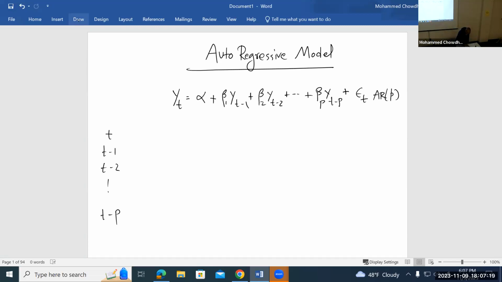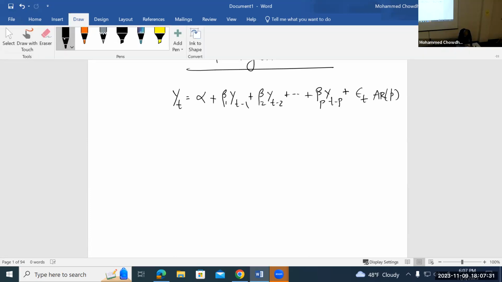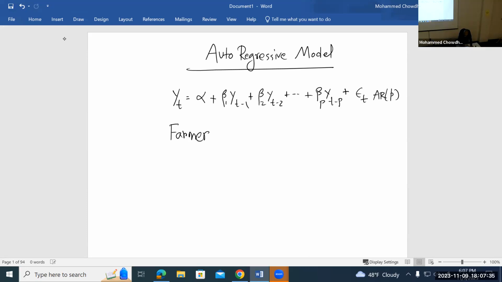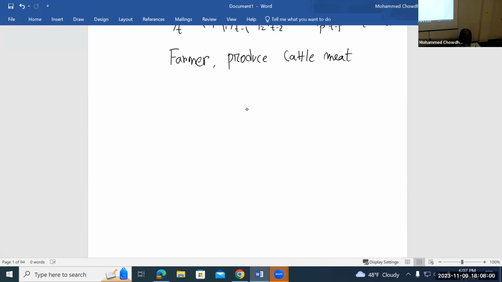Okay, take a look. Suppose I am a farmer who produces cattle meat. I want to see the demand for cattle meat by month, and then I will deliver, I will supply. I am a businessman as well as a farmer, I sell cattle meat, but I want to predict the demand for the meat, and based on that I want to build my model, and after building my model, I want to predict. Clear, right?